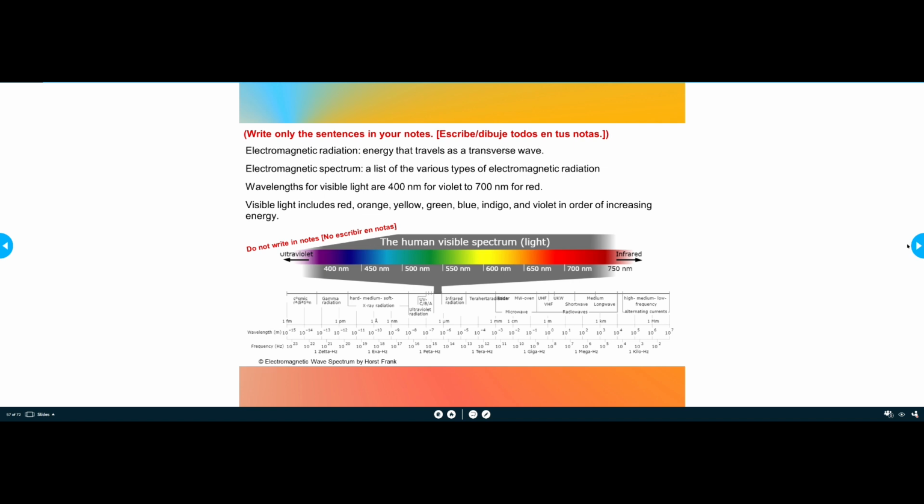Then we get into the human visible spectrum. Notice that ultraviolet is directly next to the word violet, which we describe at around 400 nanometers. Red is around 700 nanometers.